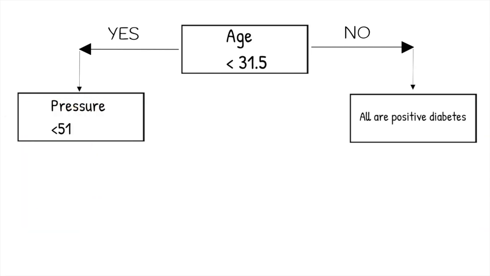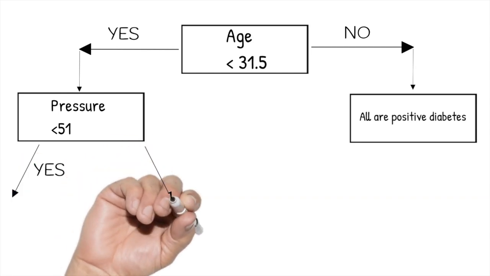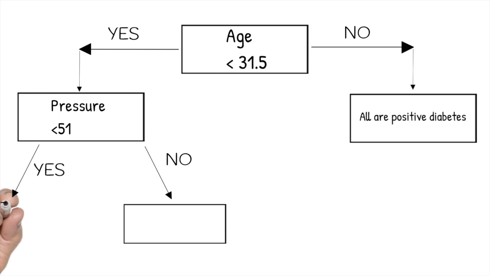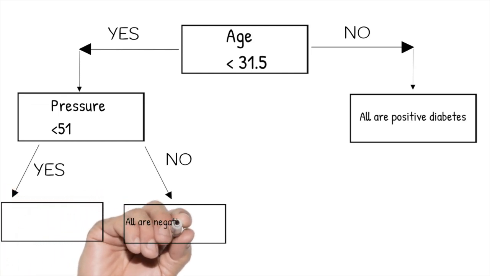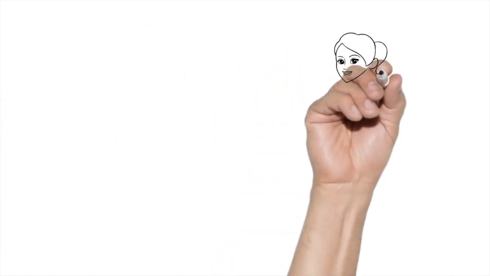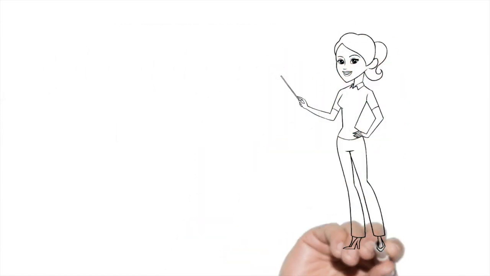If we go right, all are positive diabetes. If we go left, we had selected pressure to be the next winning variable, and we said less than 51. We go left for yes, right for no. So if the pressure is above 51, which means no, we go to the right, all are negative diabetes. But if the pressure is less than 51, which means yes, we go to the left, and there is one positive and one negative observation in that group. Let's call it a success.